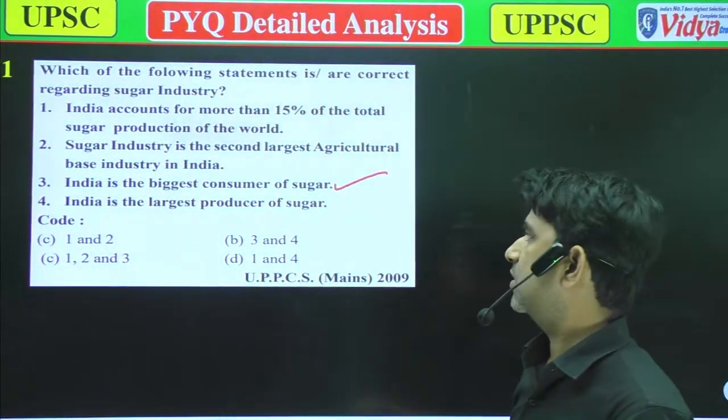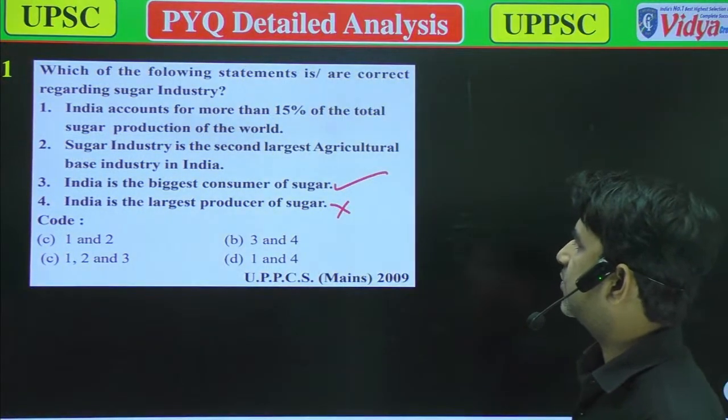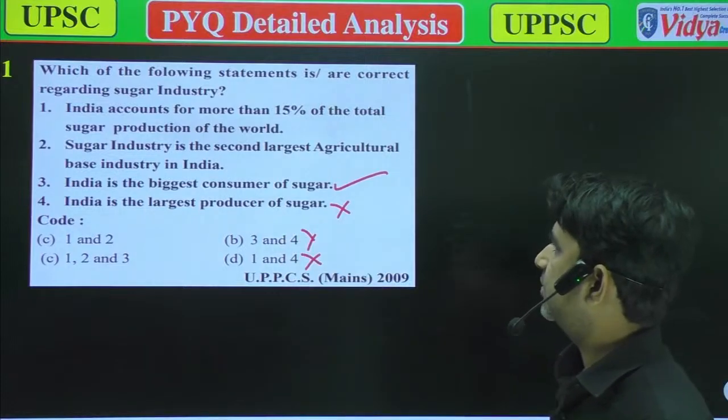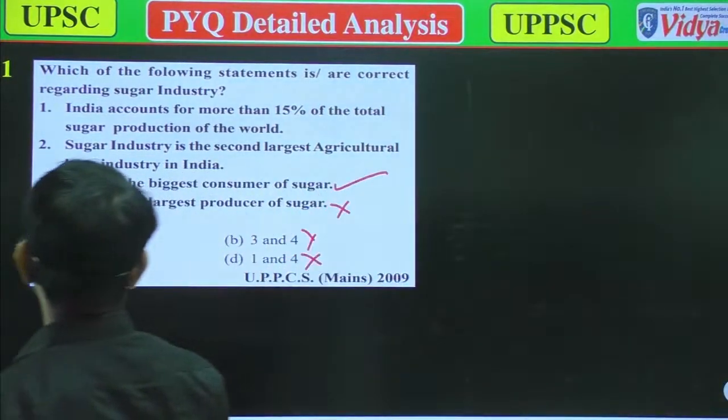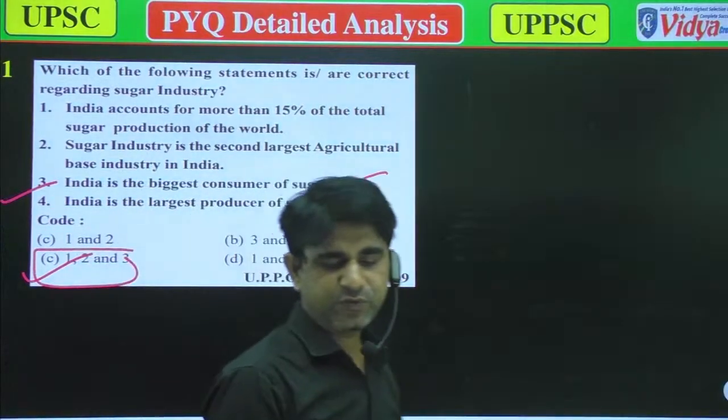Brazil is the largest producer of sugar. So that's not correct, and we can eliminate option 4. We have options 1, 2, 3, because we are the largest consumer of sugar. So option C, 1, 2, 3 is correct. Okay. Now we'll move to the next question.